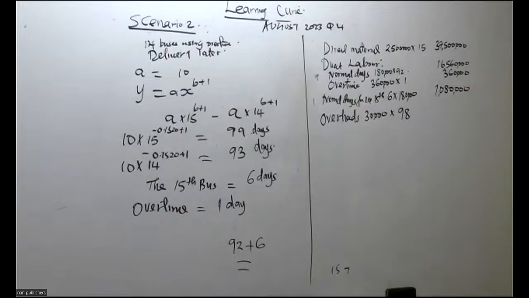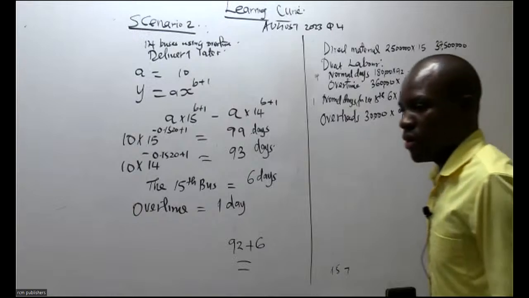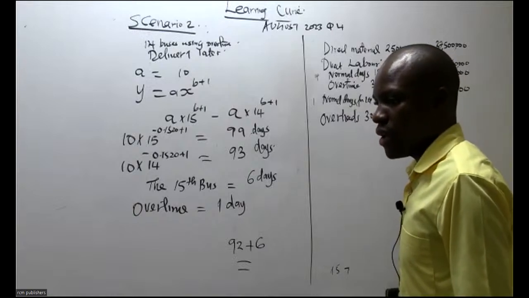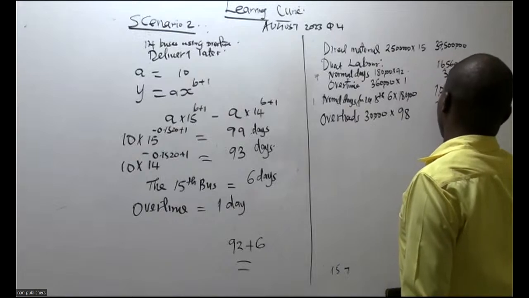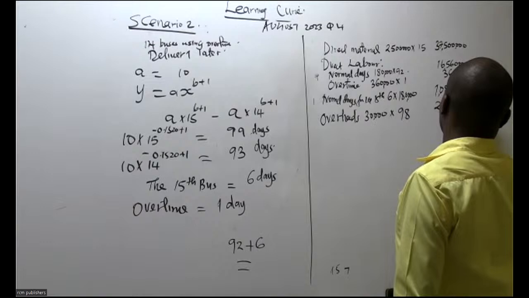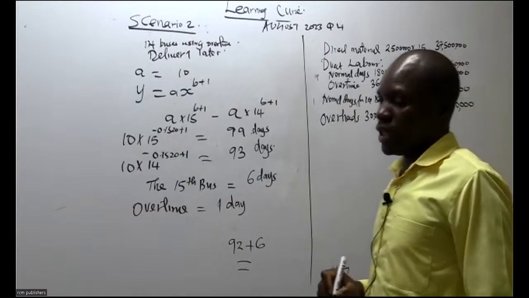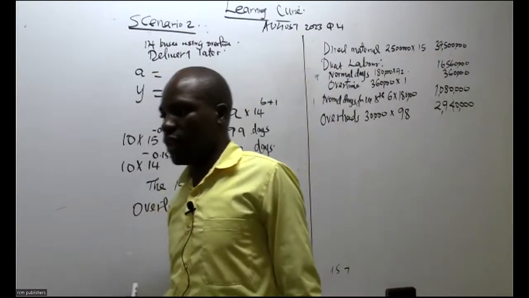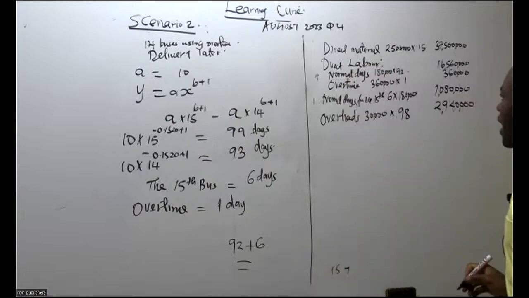98 by 30 days. 29,40,000. 29,40. Is it 29 million or 29,40,000? Good.